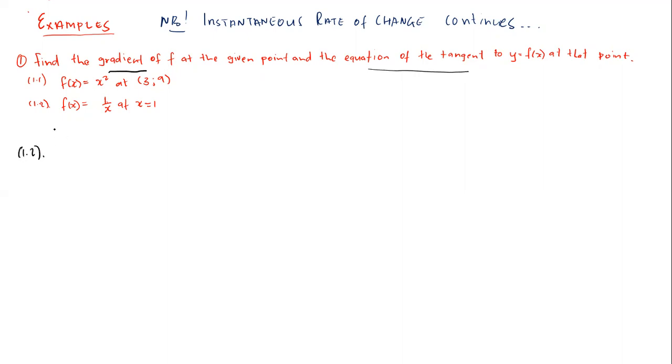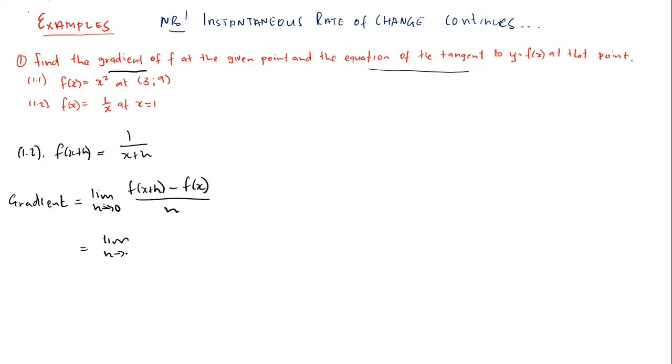So what are we going to do? To solve question number 1.2, we're most definitely going to determine f of x plus h. It's going to be equal to 1 over x plus h. Remember, where I see x, I plug in x plus h. So this is basically my equation. Now I'm going to determine the gradient of a tangent at that point. So I'm going to say the limit as h tends to approach 0 of f of x plus h, subtract f of x, divide by h. Now I continue with my equation. Now what is f of x plus h? f of x plus h is 1 over x plus h.